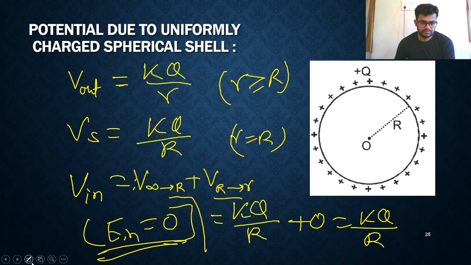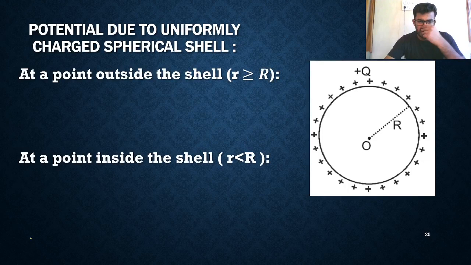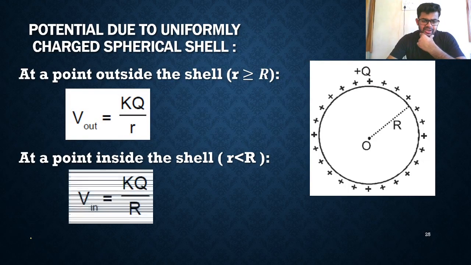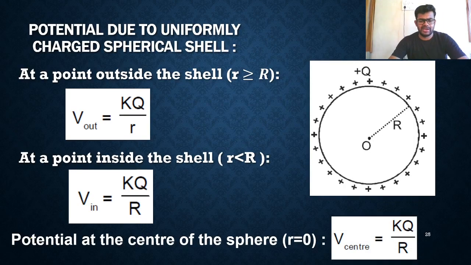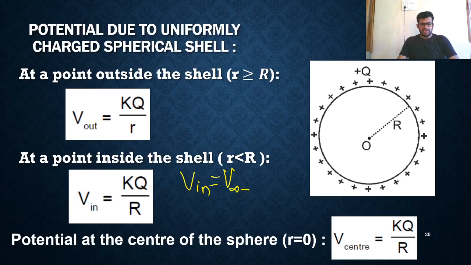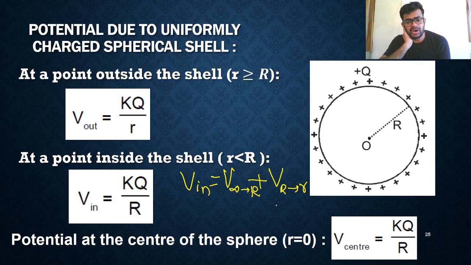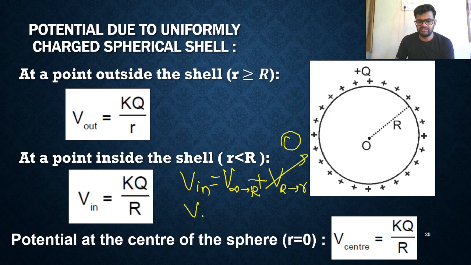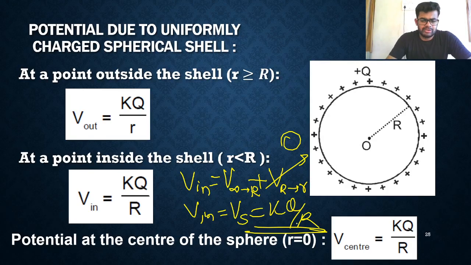Very very important, these formulas you need to remember. At a point outside, it is KQ divided by r. At a point inside, it is KQ divided by capital R. At the surface, it is KQ divided by capital R. So the potential inside is the potential at the surface, meaning the charge brought from infinity to R, plus the potential due to the charge brought from surface to inside, which is zero. Why? Because inside the shell, the electric field is zero, and if the electric field is zero, the work done will be zero. So V inside equals V surface, and that is KQ divided by R only. You just need to remember the formula. Okay, let's move to the next slide.